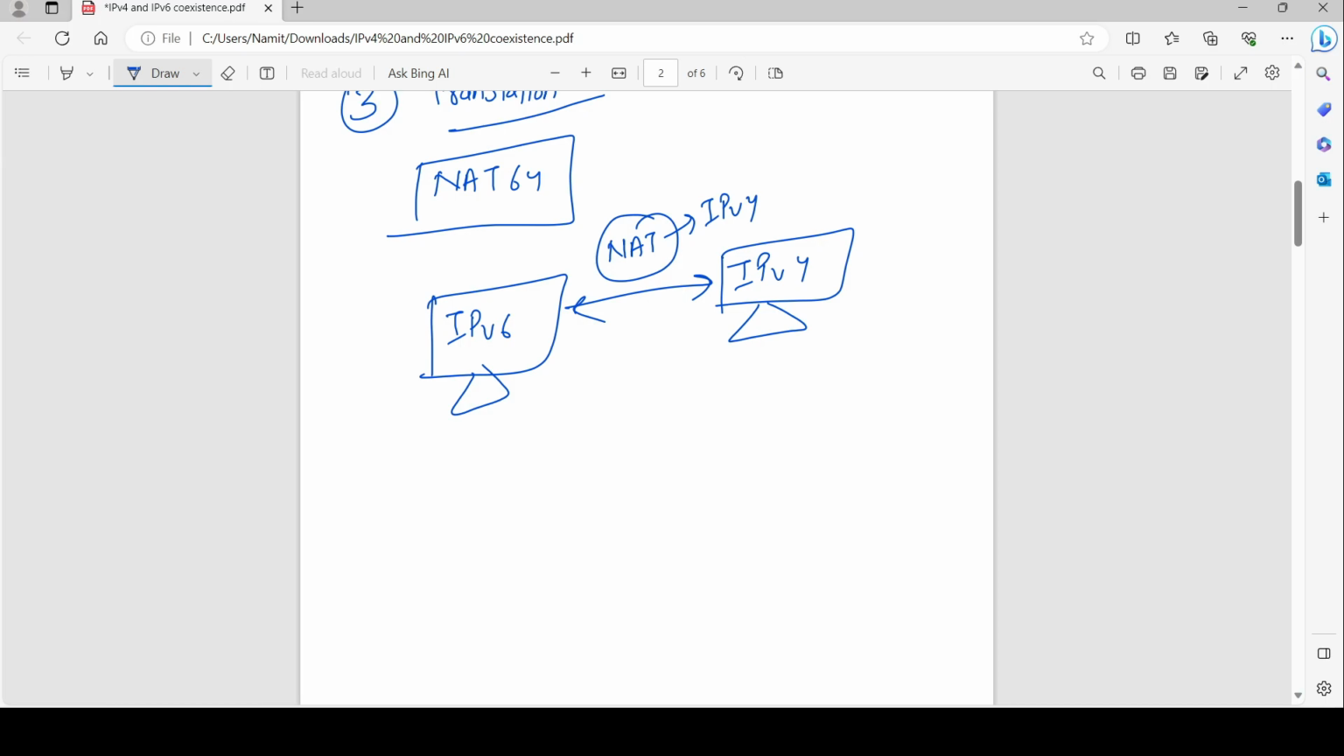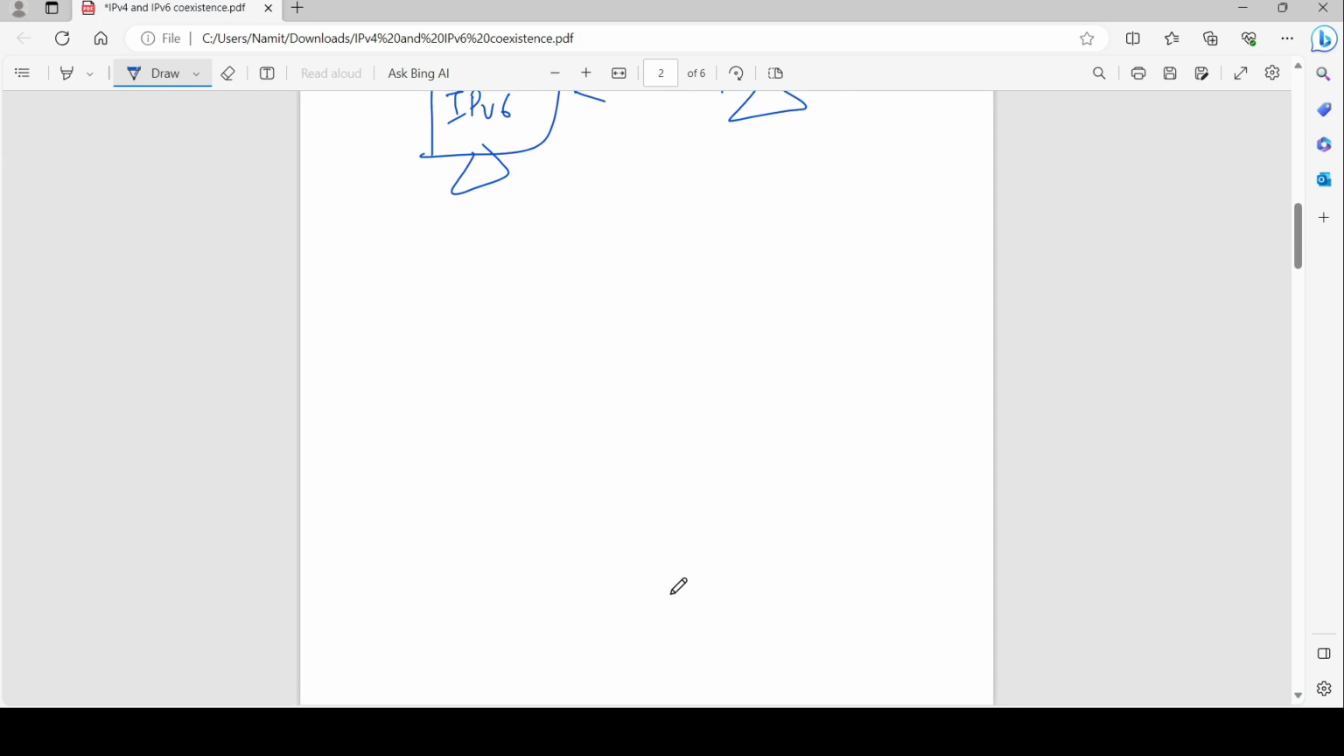Now this NAT64 router is going to translate the different IP addresses between the networks so that the PCs with different IP addresses can communicate with each other. It is similar to NAT only, there is no complication with that. So this is also one of the techniques. I hope you have understood this.